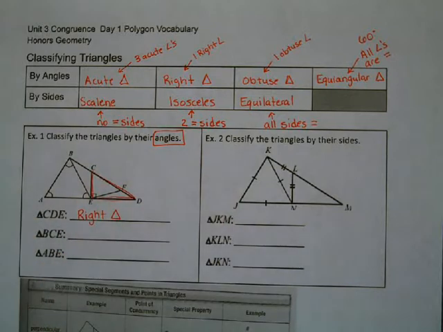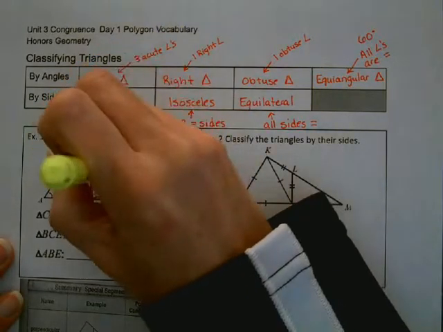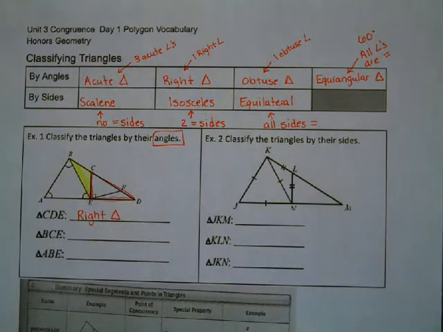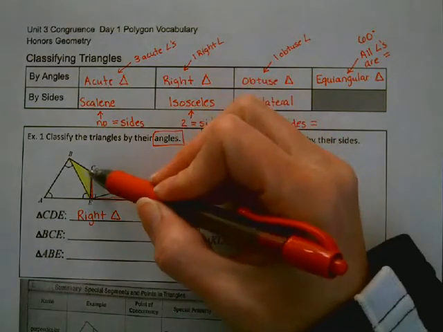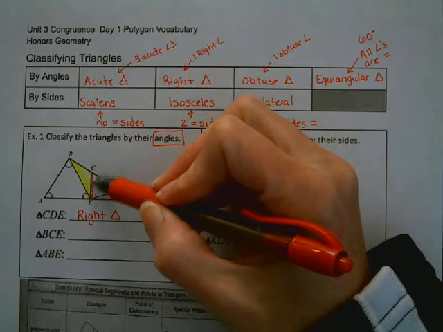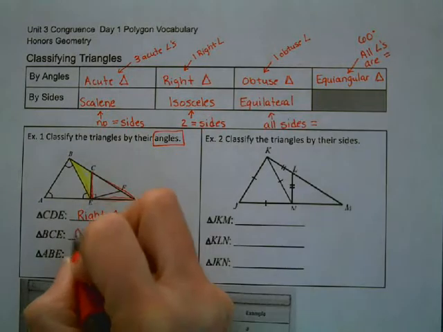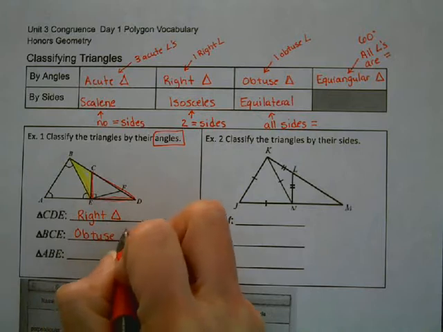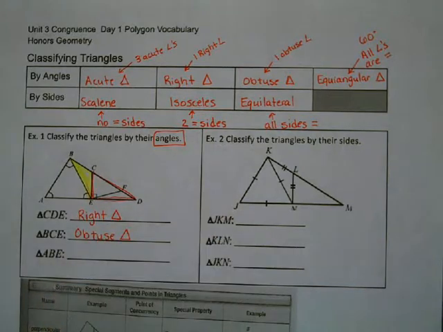Okay, BCE. Do that one in a different color. BCE. That is that triangle right there. You'll notice in this one it doesn't give me any measurements. So if you look at angle C, I would say this angle here looks more than 90 degrees. So if it's over 90 degrees, we're going to call that an obtuse triangle.